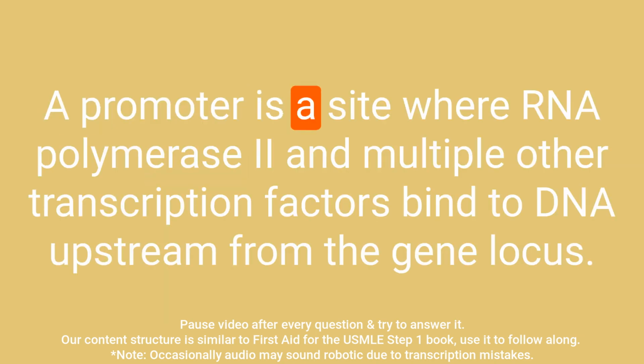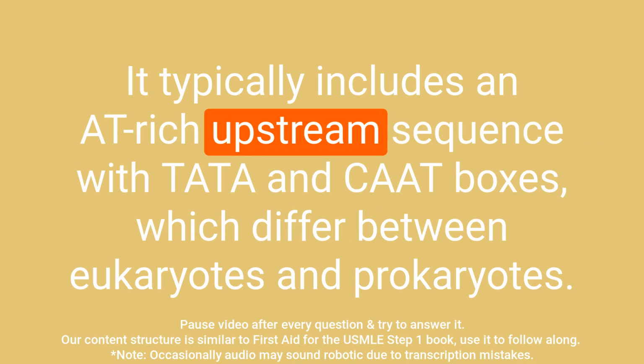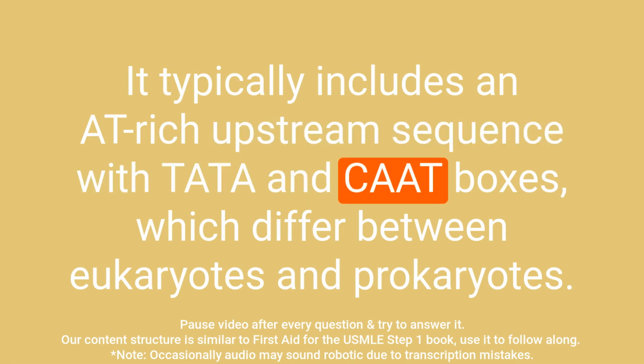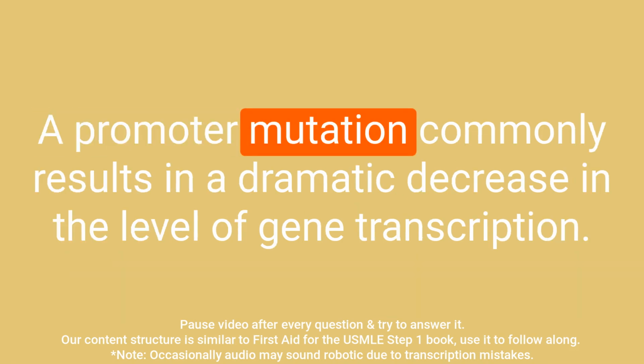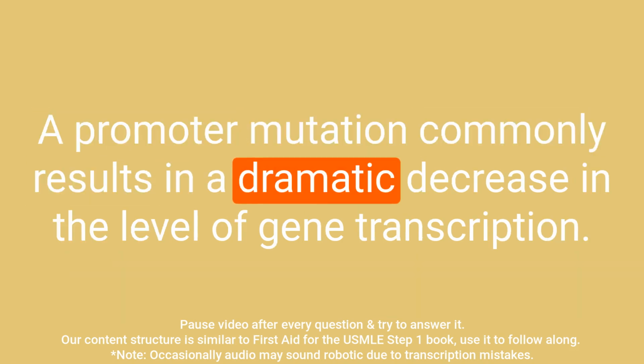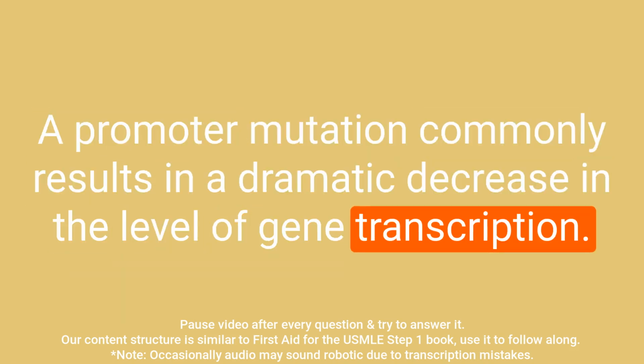Answer: a promoter is a site where RNA polymerase II and multiple other transcription factors bind to DNA upstream from the gene locus. It typically includes an AT-rich upstream sequence with TATA and CAAT boxes, which differ between eukaryotes and prokaryotes. A promoter mutation commonly results in a dramatic decrease in the level of gene transcription.